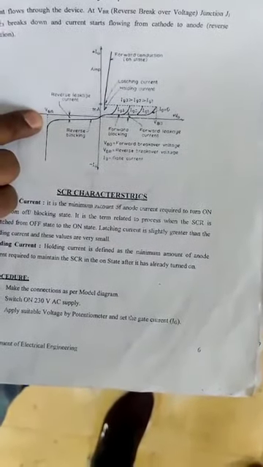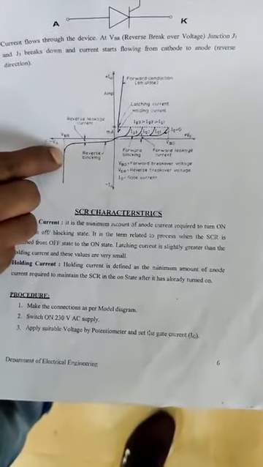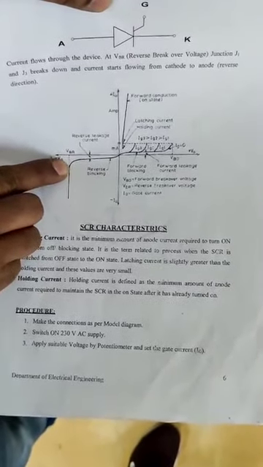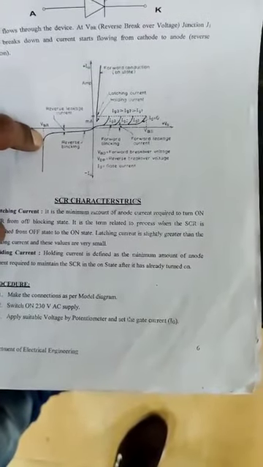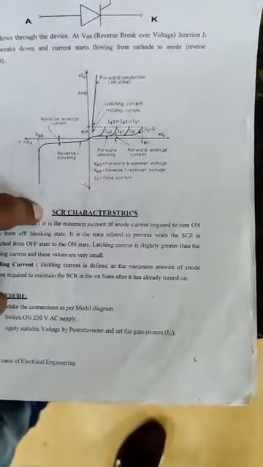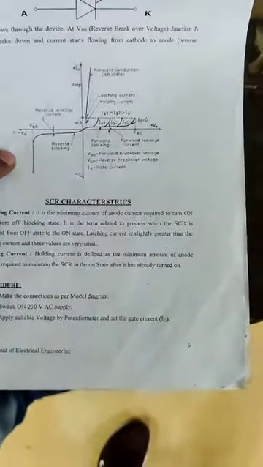When you see the reverse side, it is called the reverse breakover voltage. At this point, as I already told you, there is an avalanche breakdown, and due to the avalanche breakdown this particular characteristic will go down. So this is called the avalanche breakdown, and this is nothing but your VI characteristics.